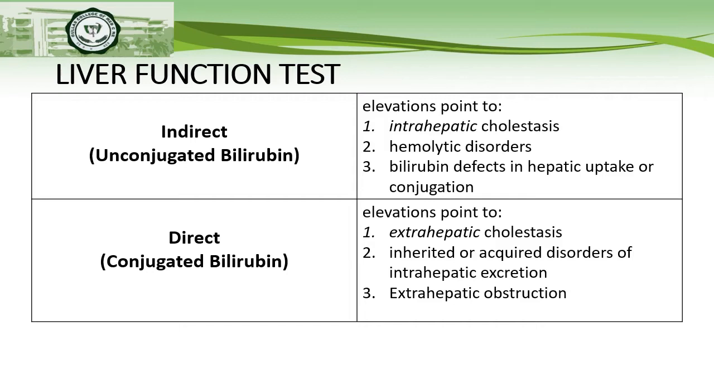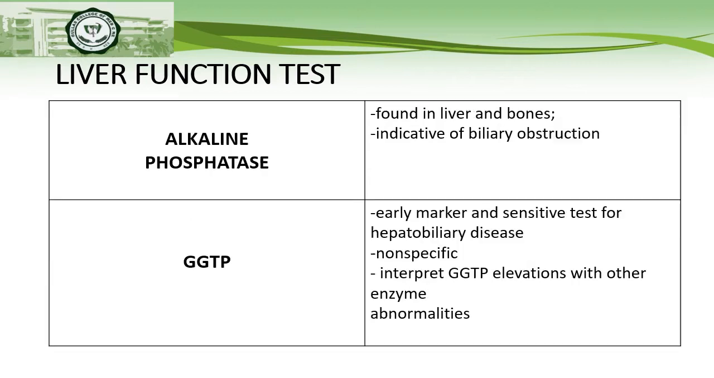However, if there's an increase in your direct bilirubin, the conjugated form, or the one that is dissolved in your blood, an elevation would point to an extrahepatic cholestasis. So, inherited or acquired disorders of your intrahepatic excretion are already conjugated in the liver, but the problem is sending them out of the liver. Or you can also consider an extrahepatic obstruction, such as stones or perhaps a tumor.